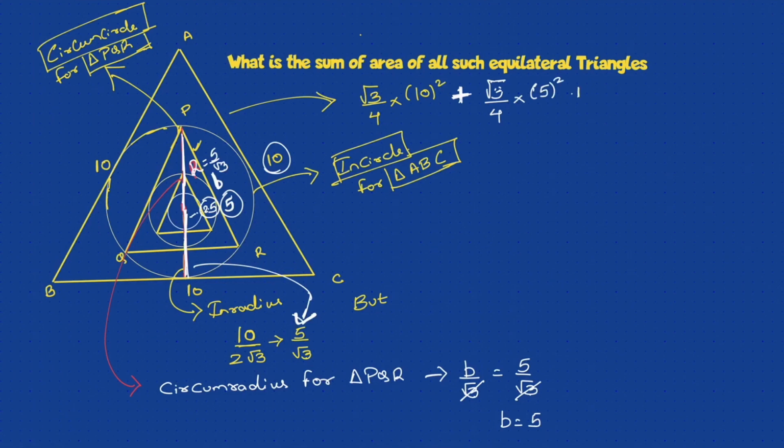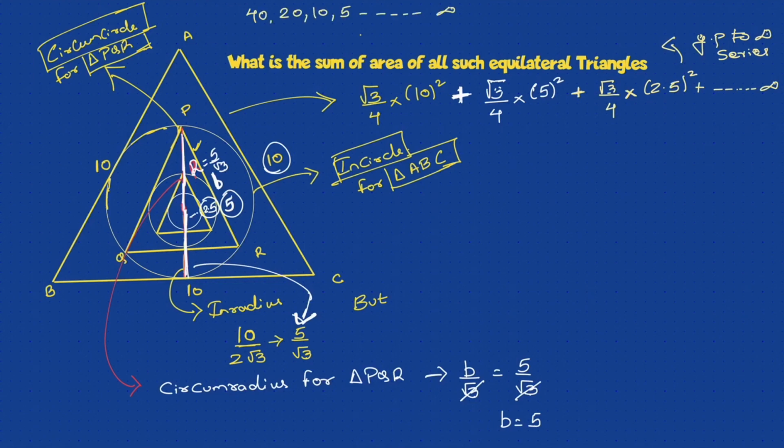So what is the area of all such equilateral triangles? First 10 square, then 5 square, then 2.5 square, and so on till infinity, right? Square root of 3 by 4 into side square, and so on for all these triangles, because the triangles will keep on going. This will form a geometric progression to infinity. If you have seen GP to infinity, it is of this type: 40, 20, 10, 5, which keeps on reducing.